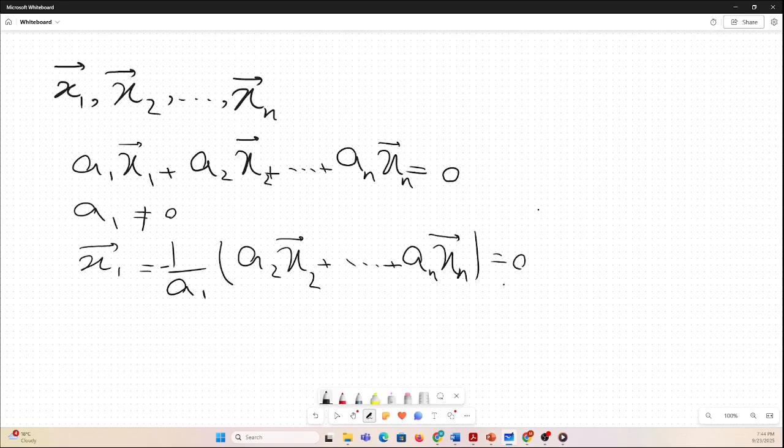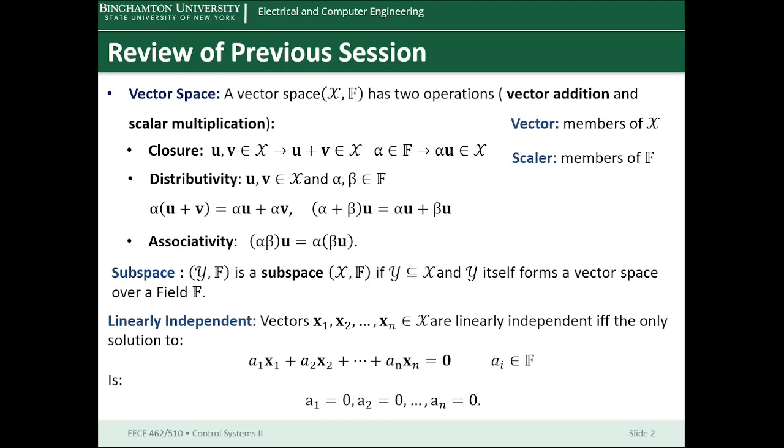This means the set of x1 to xn is linearly dependent because we define one of these vectors with respect to the other vectors. So the key takeaway is, if even one of the coefficients in such an equation is non-zero, then the corresponding vector can be written as a combination of others, which makes the set dependent. Otherwise, if the only solution is that all the coefficients are zero, then the set is independent.